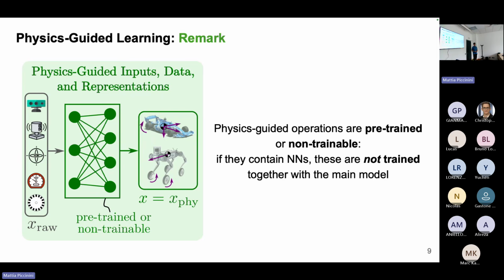Yes, exactly. If you unlock the neural network term here, if you have any neural network here and you unlock it, then it may be interpreted as a physics-encoded architectural model, depending on the architecture. It's very subtle, it's not so clear, but at least when we do this type of operations with pre-trained or non-trainable models, we classify them as physics-guided approaches.